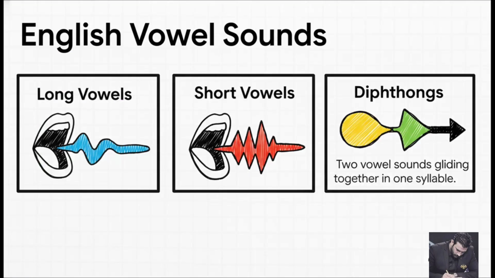So let's break it down real quick. We've got long vowels, where you kind of draw out the sound, like the E in C. Then we have short vowels, which are much quicker, more clipped, like the I in sit. And then there are diphthongs. These are so interesting. It's like 2 vowel sounds that glide together inside of one syllable. A great example is the oi sound in the word boy. Your mouth literally starts in one position and moves to another to make that one single gliding sound.